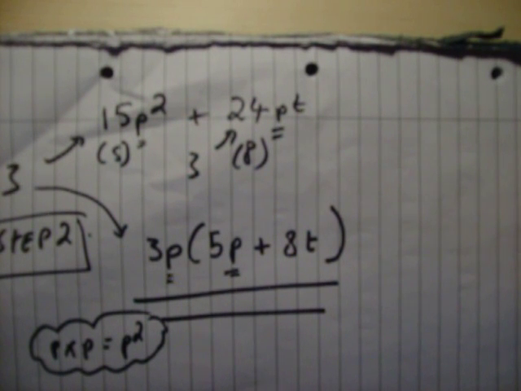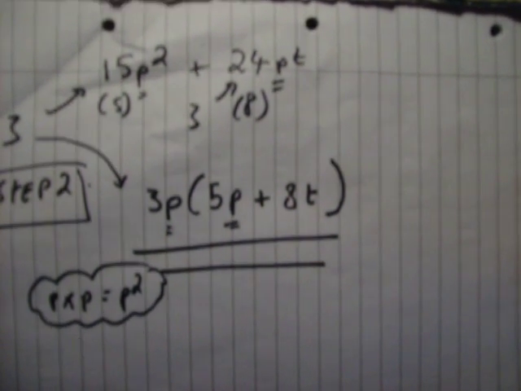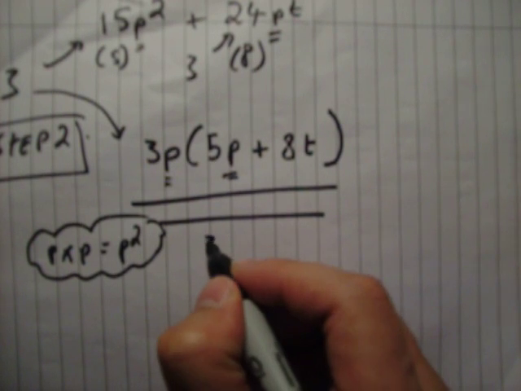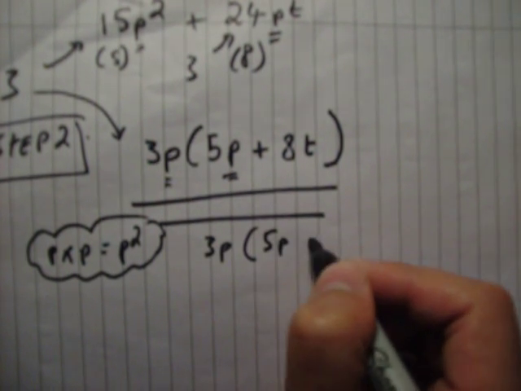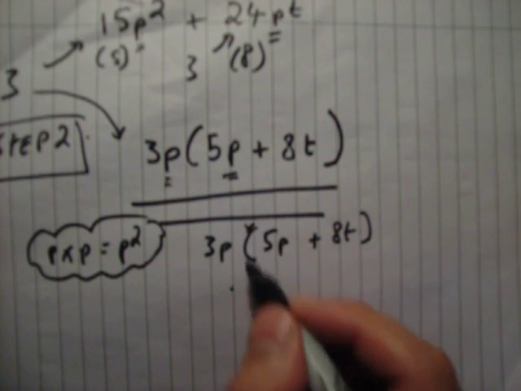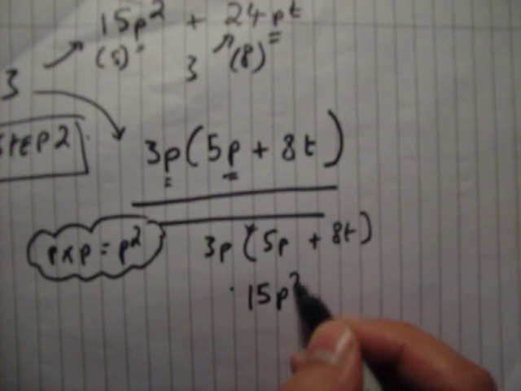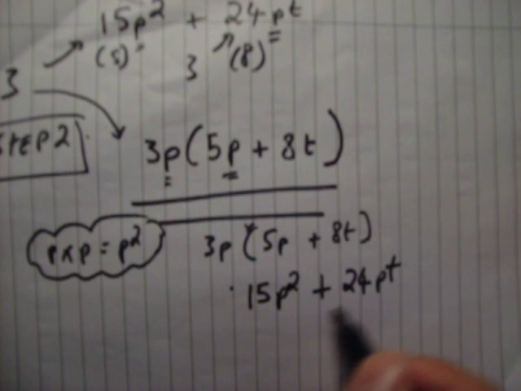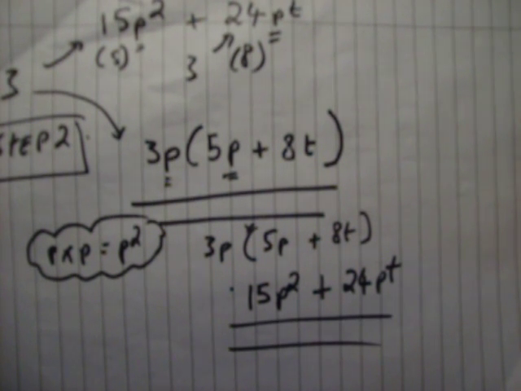And that is it. Here's a little trick, Cara. If you want to double check this is right, then evaluate it. So 3p times (5p plus 8t) should give you 15p squared plus 24pt. Hopefully that makes some sort of sense.